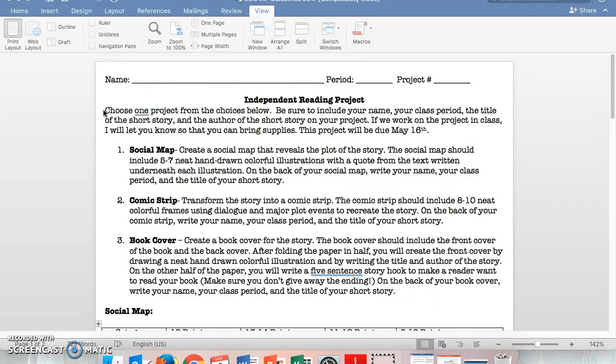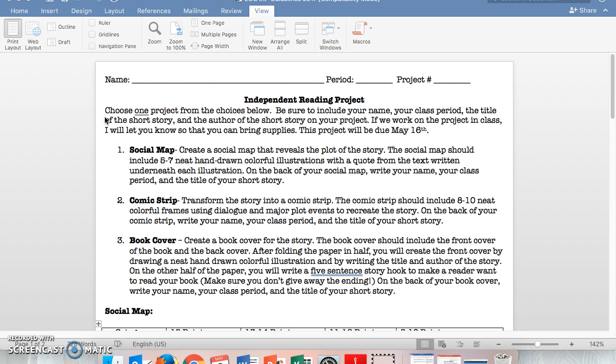If we work on the project in class, which we will, I will let you know so that you can bring supplies. This project will be due May 16th. Before I read any further, I want to clarify that you have two options for your short stories. The first one is The Tell-Tale Heart, which you have in your notebook. The second one is The Most Dangerous Game, and you don't have a copy of that text, but there are copies available for you in my classroom. I believe they're on the teacher station with the sub.